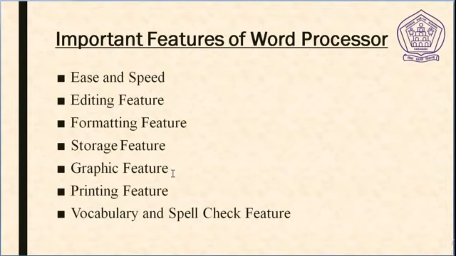Graphics feature: by this, we can add pictures and change the look of our document. And this is the printing feature: by this, a hard copy of the document can be obtained. The last one is vocabulary and spell check, by which we can make our document error free. These are the different types of features, but we will learn them in a practical way, so I will show you some practical content also.